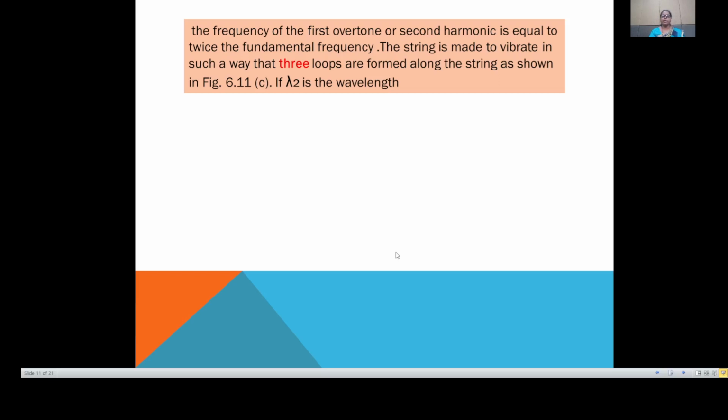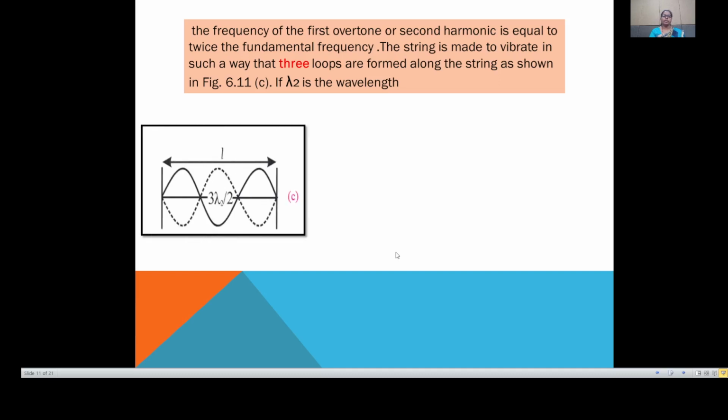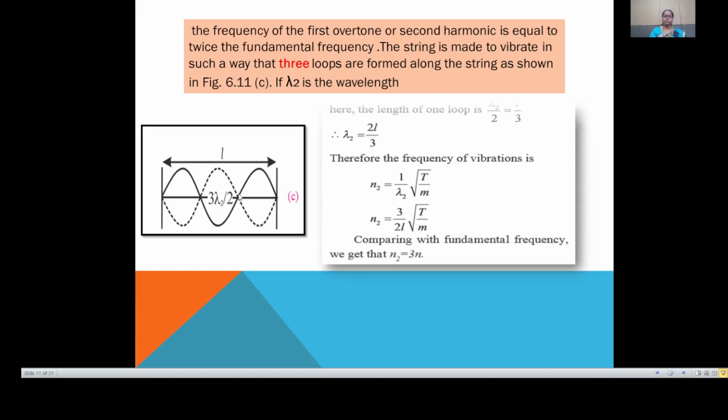The string is made to vibrate in such a way that three loops are formed along the string, as shown in figure C. Lambda 2 is the wavelength. In this figure, there are 4 nodes and 3 antinodes created. Here the length of one loop, lambda divided by 2, is equal to L divided by 3. Therefore, lambda 2 is equal to 2L divided by 3.